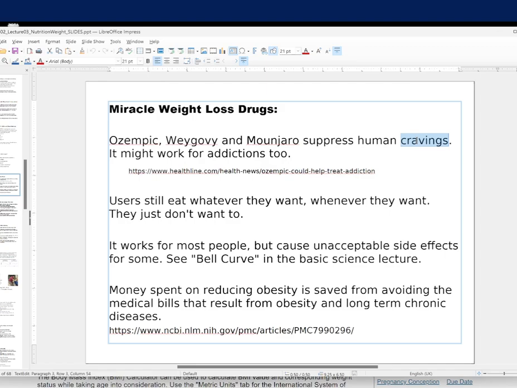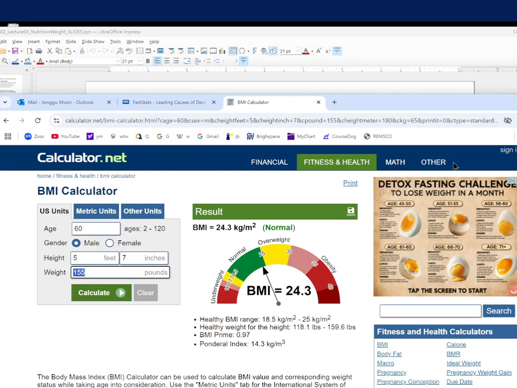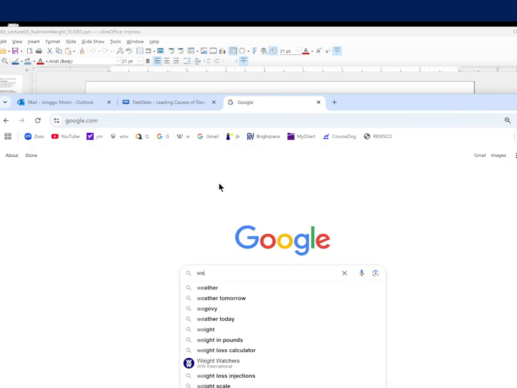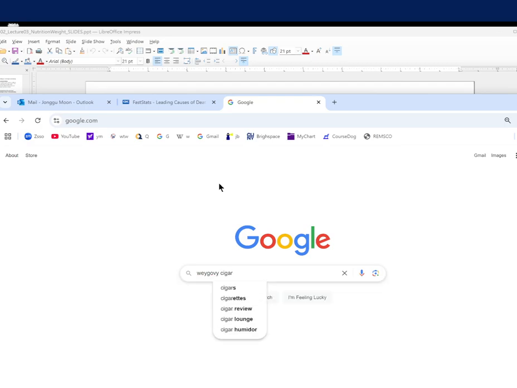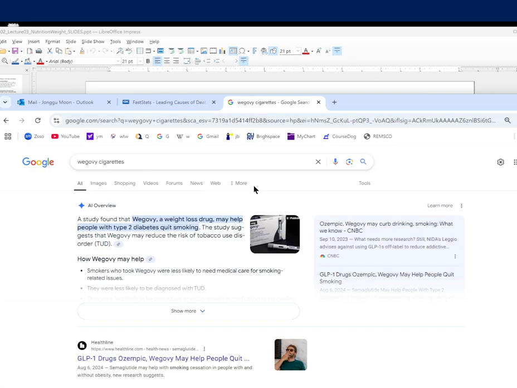It reduces the cravings. Wait a minute, cravings for food? Can it do anything about the cravings for cigarettes or alcohol or illegal drugs or gambling or other addictions? And it might be. So that's a very interesting question, and there is research going on right now exploring those other avenues of use for these drugs. There was a recent research report about that and cigarettes, I think. Wegovy and cigarettes, or am I misremembering?